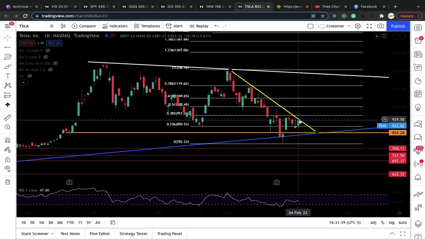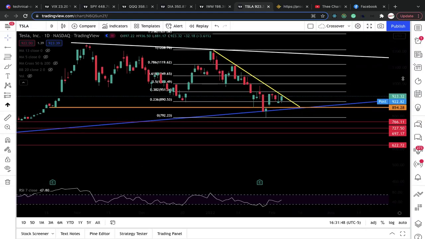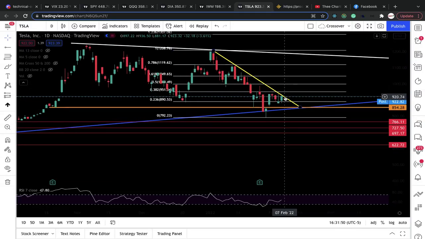However, that was that yellow resistance line right there, and we were met with selling pressure when we hit our price target. So this is looking bearish, and we could see some more downside. For Tesla to be bullish again, it needs to break above, let's see, right where it closed, about 922, 923. Above 923, we'll put 951 in play.